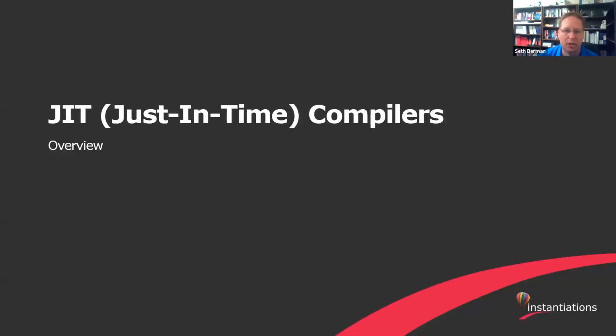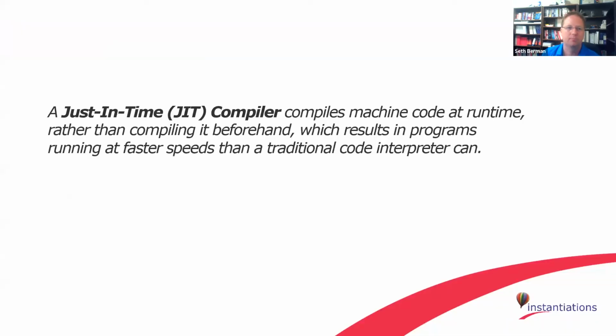So let's get to it. Let's talk about just-in-time compilers. First, a little definition, for those that may not know. With a just-in-time compiler, we're talking about compiling machine code at runtime as opposed to compiling it ahead of time. This will result in programs that can run at much faster speeds than they could otherwise if they were interpreted.